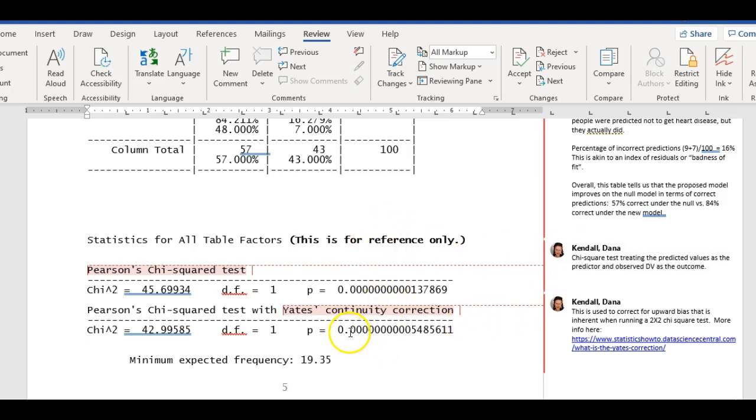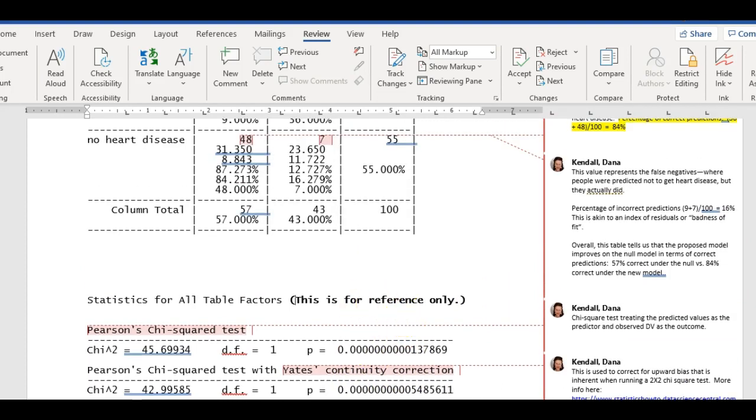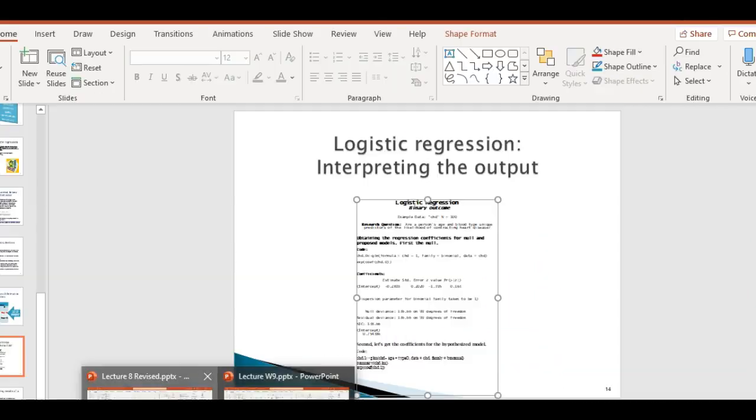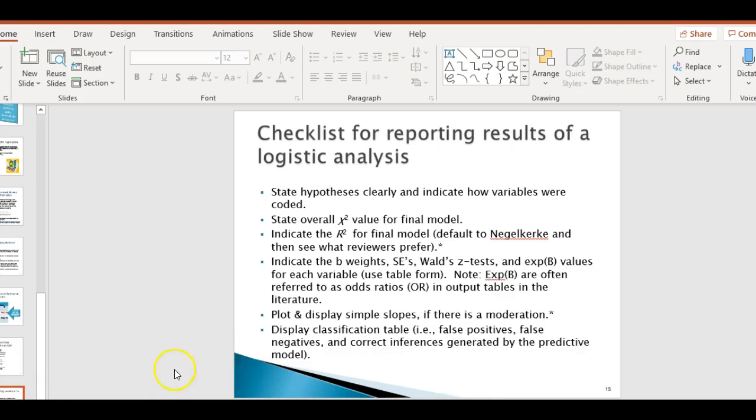All right, so that is the end of the outputs. And so now I want to do a wrap up and conclusion. So let's go over this checklist for reporting results of a logistic regression analysis. Like any analysis, state your hypotheses clearly, and how the variables were coded matters so much for this kind of analysis, because the way that you interpret all the output, it all hangs on how that DV was coded.